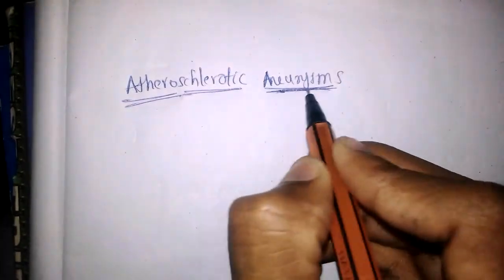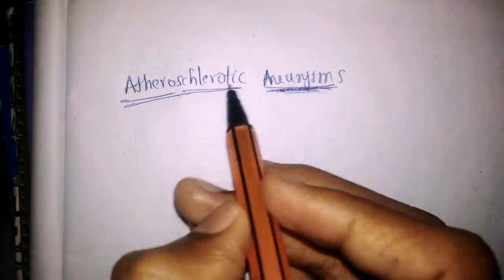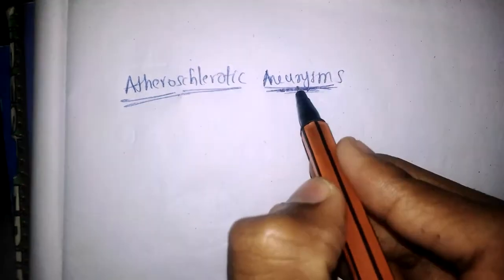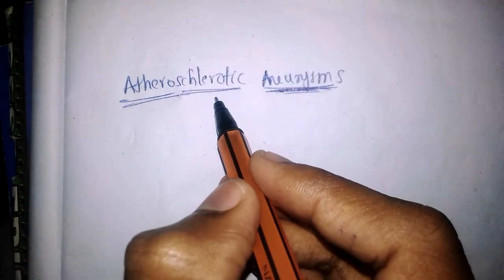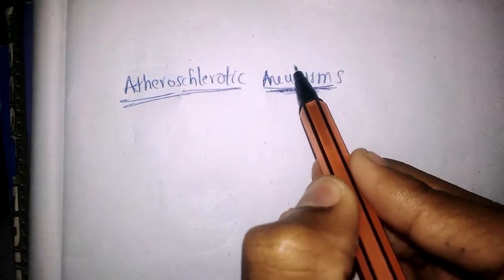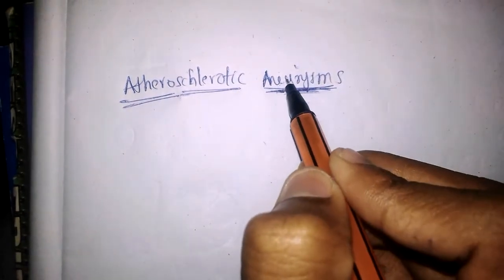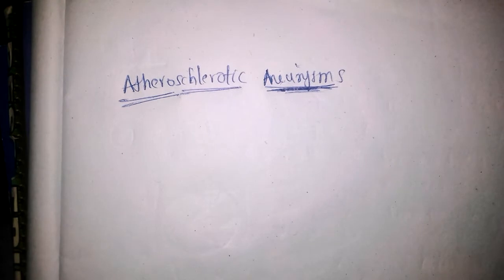Let us discuss atherosclerotic aneurysm. See, the name itself indicates the aneurysm is due to atherosclerosis. Okay, due to formation of atherosclerosis, this results in aneurysm. As all of us know, what is aneurysm? It is abnormal permanent dilation of a blood vessel or wall of the heart, right?